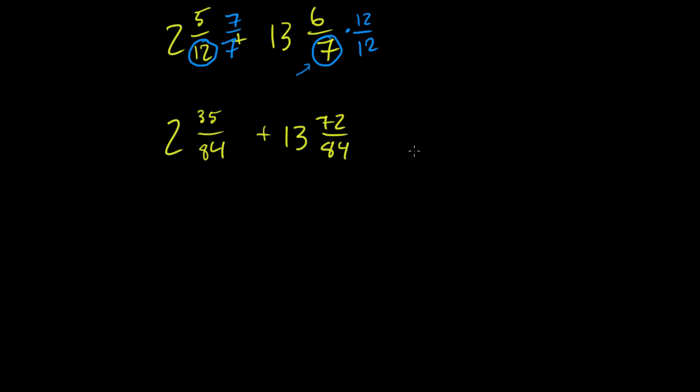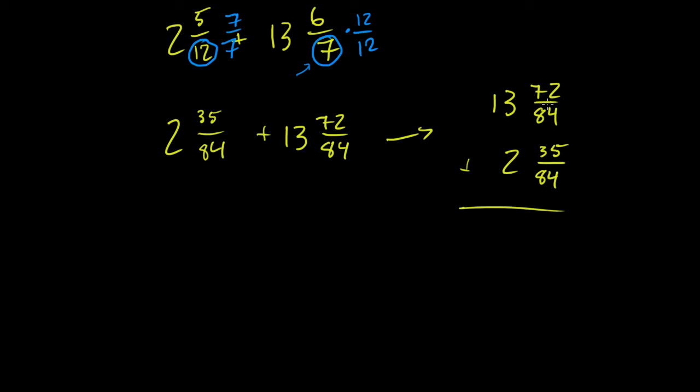So now that I'm ready to add the fractions, again, I'm going to turn it into a vertically written addition problem because that's just how I tend to prefer to do addition. I think it's easier to carry when we're doing addition and the numbers are lined up right below each other. So I'm going to add now 13 and 72/84 to 2 and 35/84.